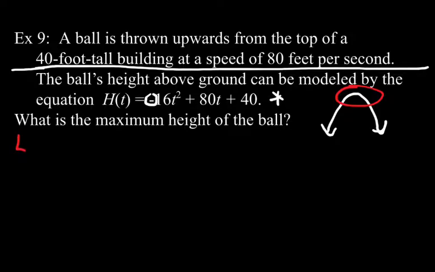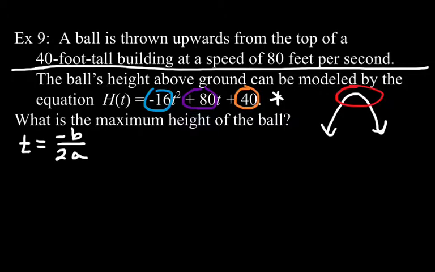Let me switch colors back to white. So t, instead of x equals the opposite of b over 2a, it's going to be t equals the opposite of b over 2a. And in this case, let me just use colors. So I'm going to say my a is the negative 16. My b is the 80. And I'm not going to need it, but just so we practice identifying, the c is a 40.